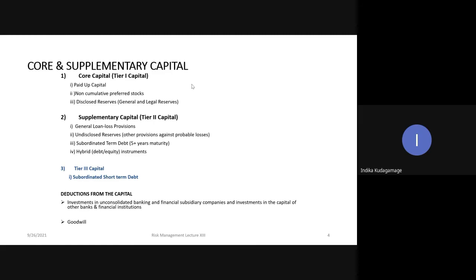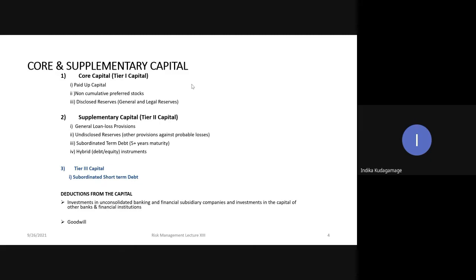or legal reserves or general reserve, what is it? It is the profitability reserves, right? It is the profitability reserve, the carried forward profit portion of the bank. So these are pure core capital.